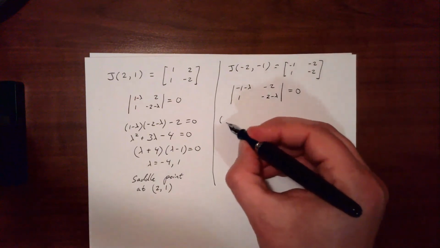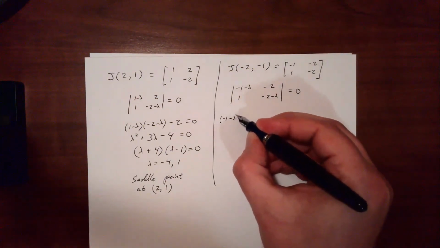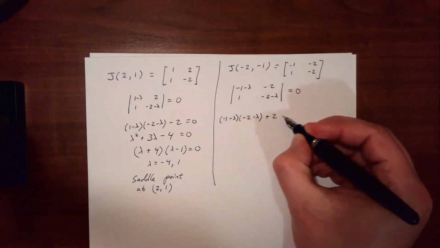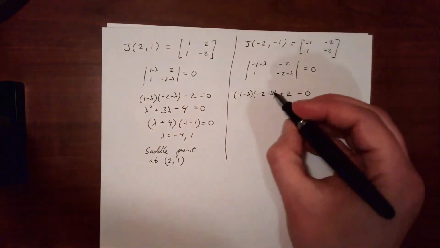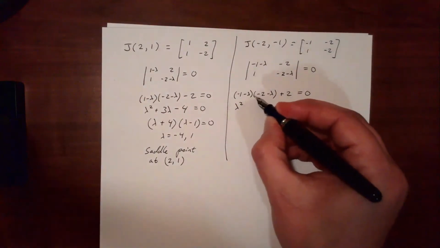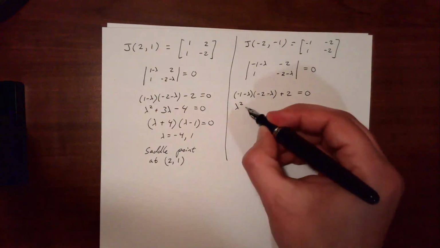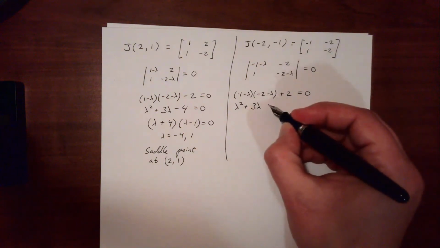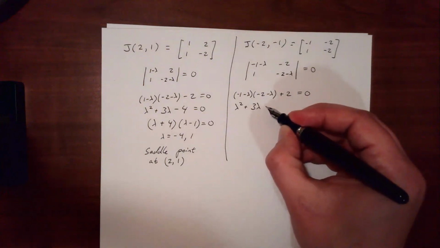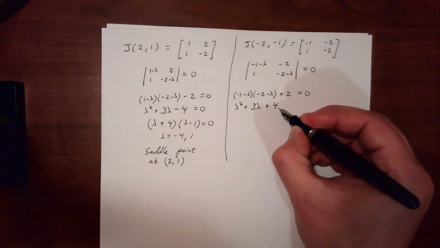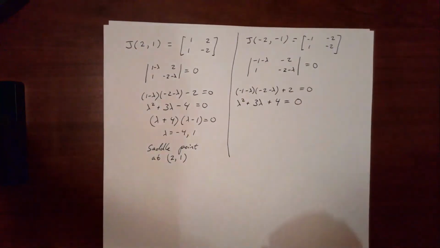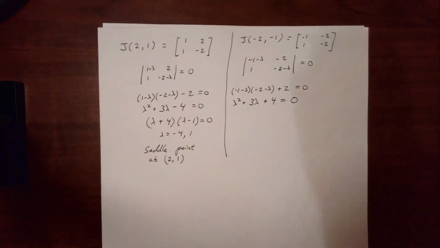So what do we have? We have -1 minus lambda times -2 minus lambda, plus 2 equals 0. And so it's going to be lambda squared, plus 2 lambda, plus 3 lambda is going to be. And now here we have +2, +2. And so that means we're going to have a total of +4 equals 0. Now this one, unlike the previous one, is not factorable.